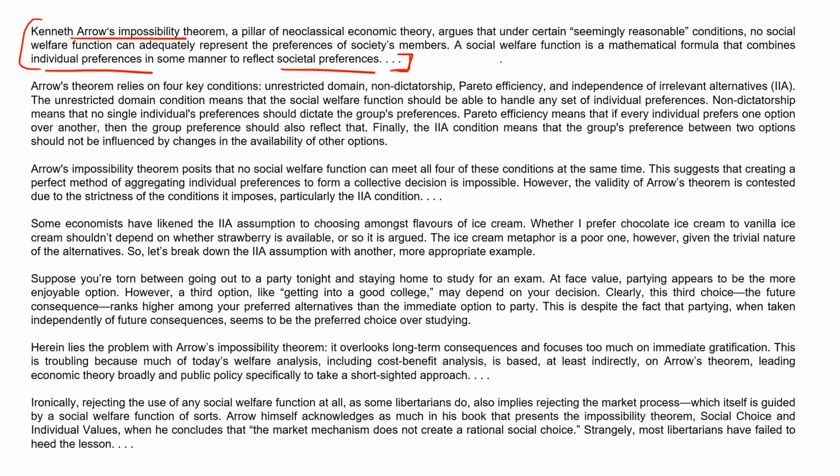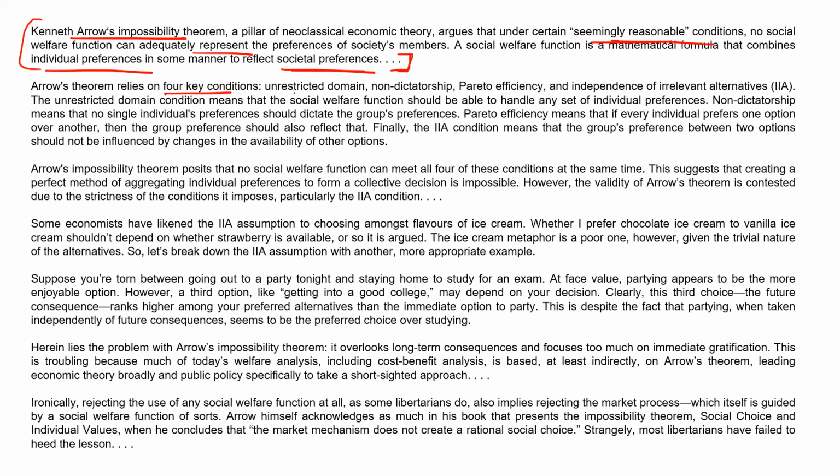Okay, so let's say there are 10 individuals in a society. So if there are some preferences of those individuals, can they be combined in some manner to reflect societal preference? So he's saying it is impossible. Okay, it's not possible. So under certain seemingly reasonable conditions, no social welfare function can represent. Okay, so what are those conditions?